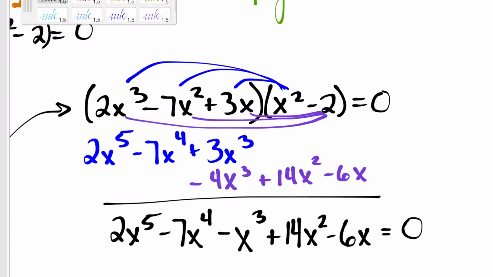And then we're done. We don't have any more like terms to combine. Everything's been multiplied out. So this is the beautiful polynomial that would give us those 1, 2, 3, 4, 5 solutions. We did have 5 solutions, and we have x to the 5th power. So that helps us make a little bit more sense of it.